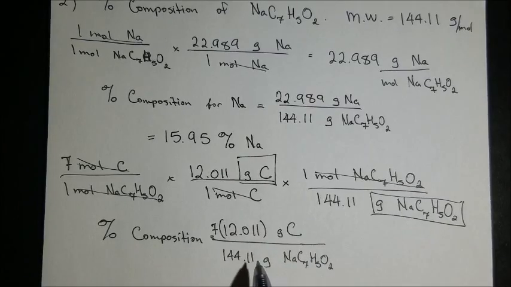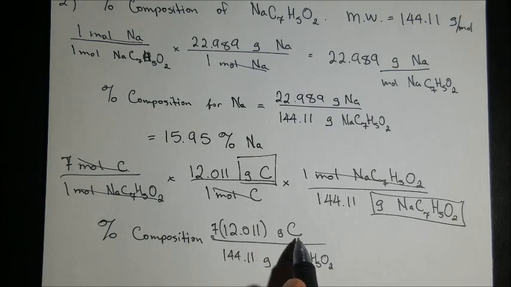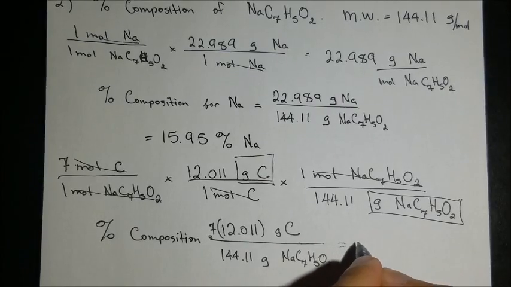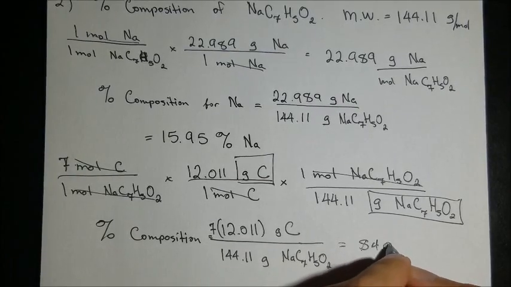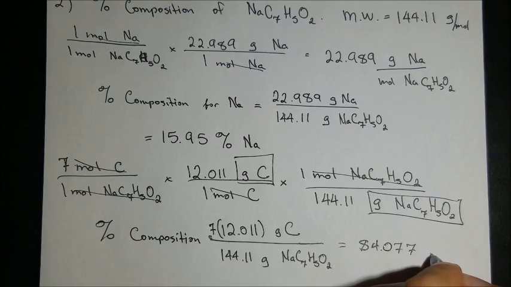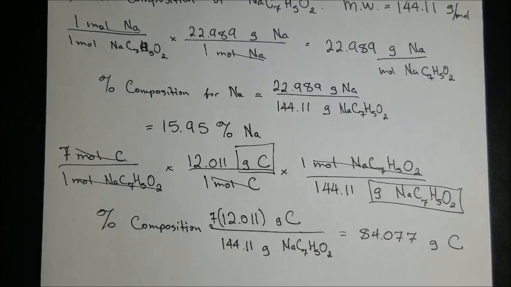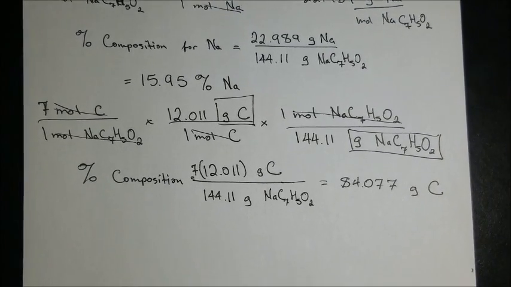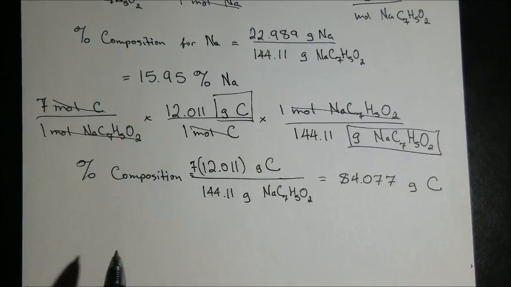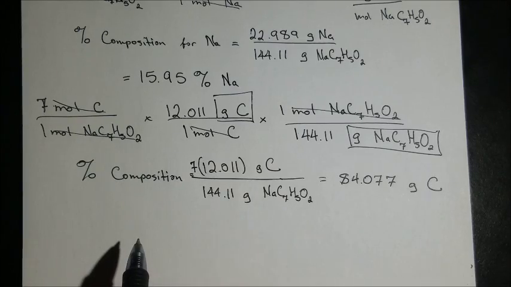Okay, so what we're saying here is that this is going to be the total mass of carbon in a mole of this molecule. And if I do that, I would discover that this is going to be 84.077 grams of carbon. So it's going to be approximately 84 grams of carbon in a mole of sodium benzoate.